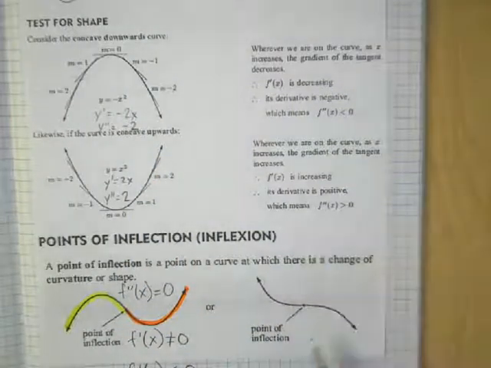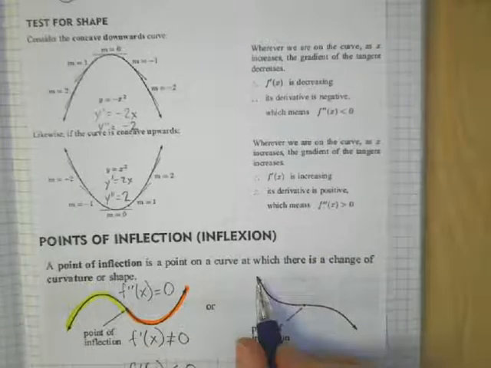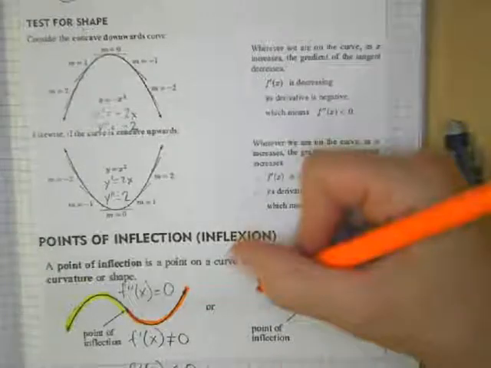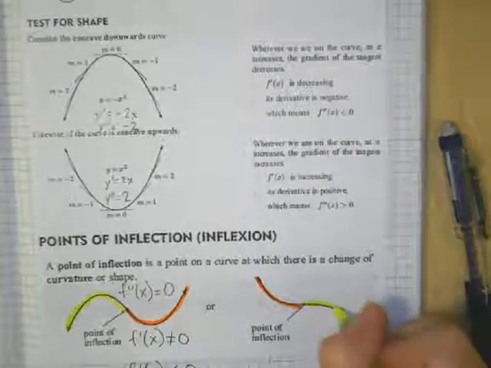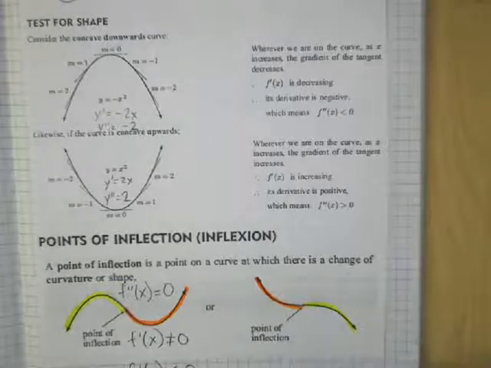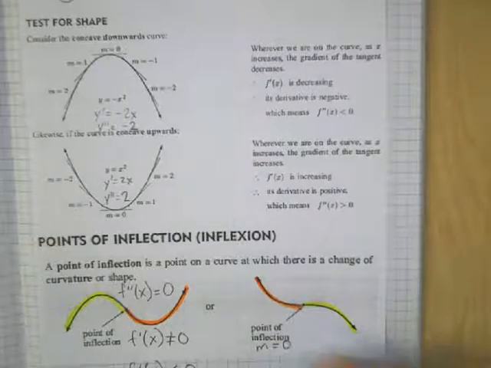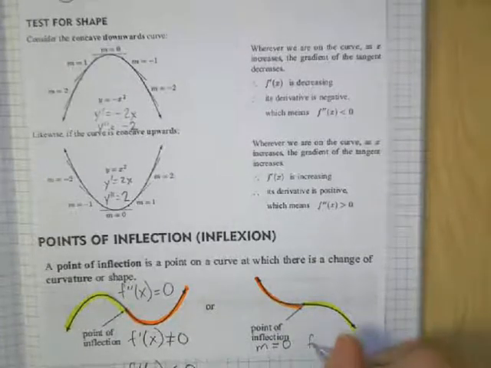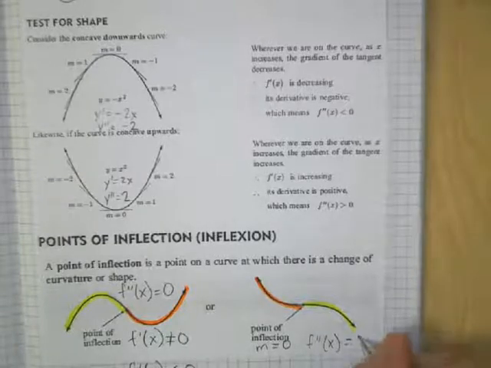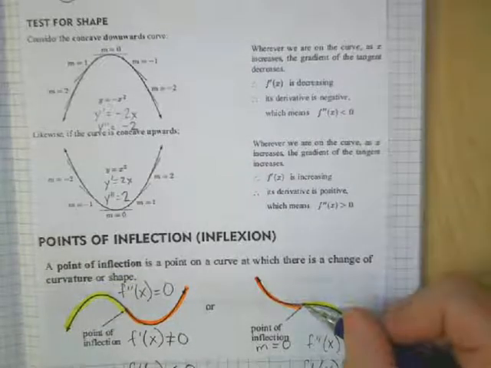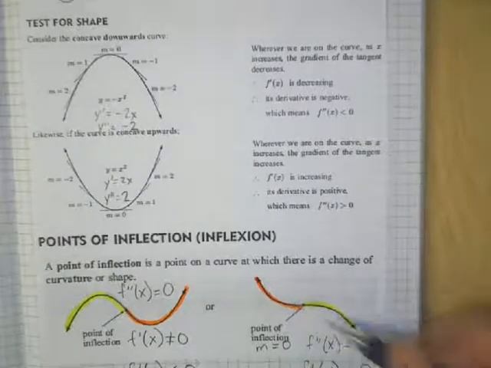Okay, this one, notice where it's changing shape. It's changing from concave up to concave down right here. And at this point of inflection, notice the slope is 0. The slope right there is equal to 0. So that means at this particular point, both the second derivative and the first derivative are going to equal 0, because the slope there is 0 and we have a change of shape. So the second derivative is equal to 0.